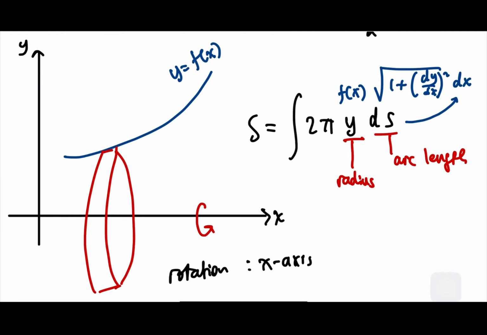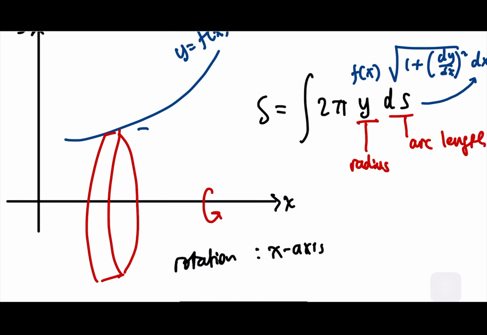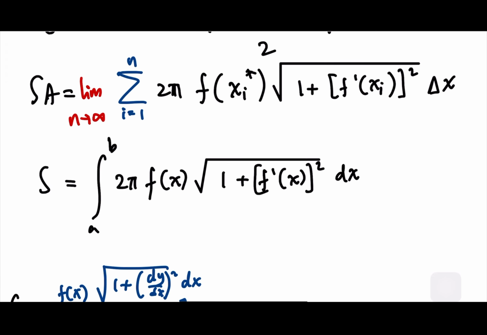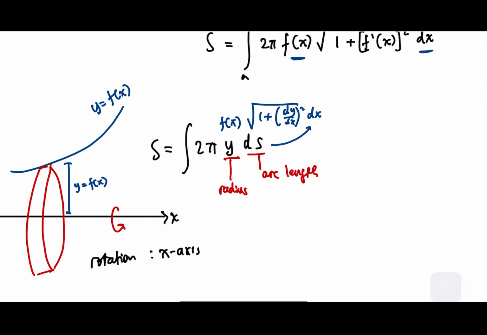Automatically, when we are looking here, this is the y, right? y is f of x. It's similar to what we have done here, that we have f of x and we have a dx here. This is what this illustrates.